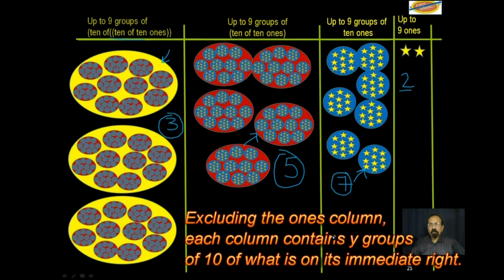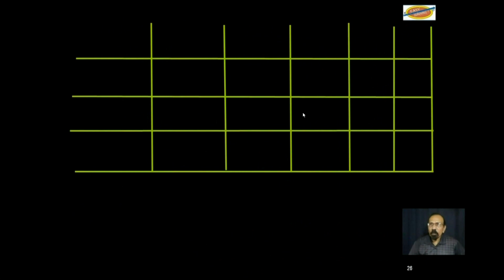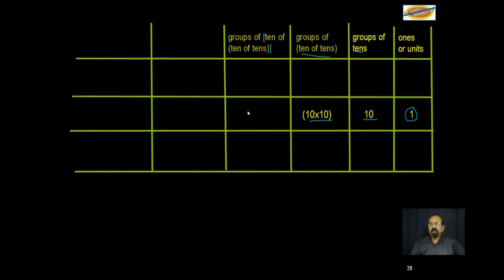So notice that once this column reaches 10, we have to take those 10 and put it in a column on the left. And once this column reaches 10, we have to take those 10 and put it in one group over here, and so on. Remember, we are talking about base 10. Another way of looking at it is this way. If we draw a grid and we put ones here, and then we put tens here, which would be 10, and then we put 10 of 10s written like this, and in this column we put 10 of 10 of 10s, which would be that.